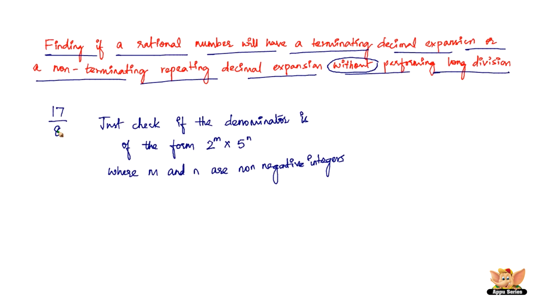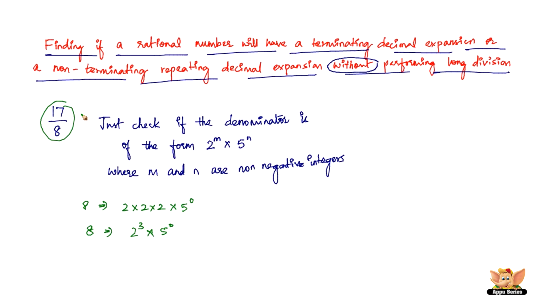So let us see 8. Now 8 is nothing but 2 into 2 into 2, right? So where is the 5? But yeah, you can write 5 to the power of 0, because anything to the power of 0 is 1, right? So therefore 8 can be written as 2 cubed into 5 to the power 0, where m and n are non-negative integers. And therefore, since it is of this form, 17 by 8 is a terminating decimal expansion.